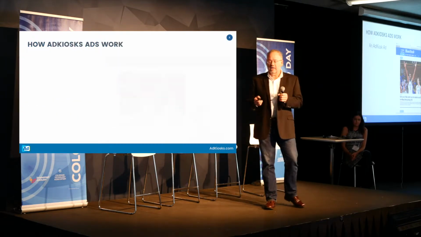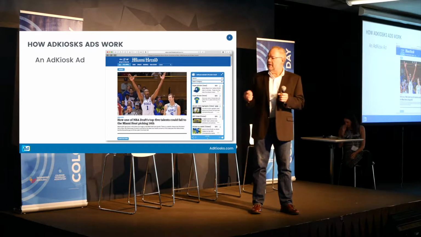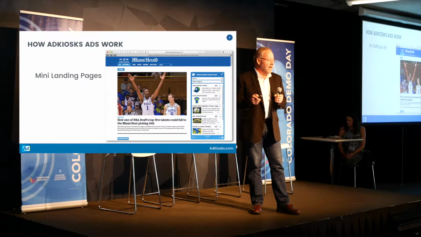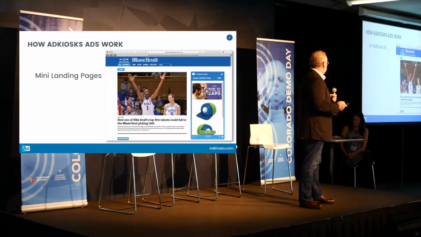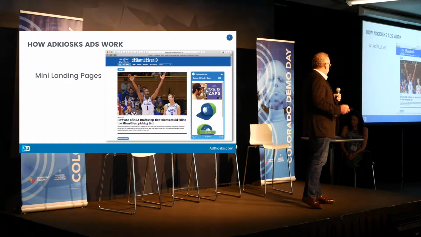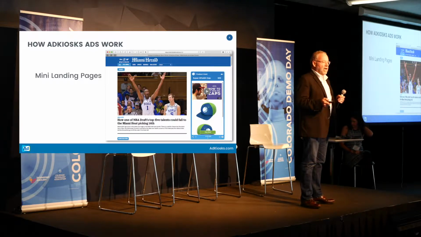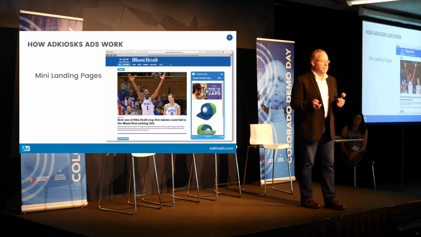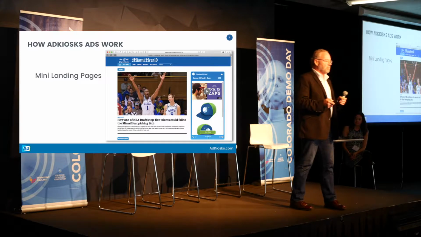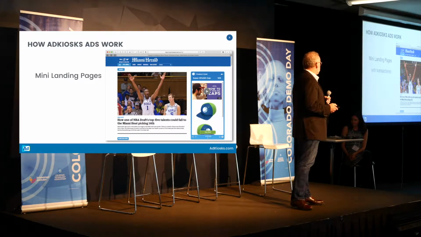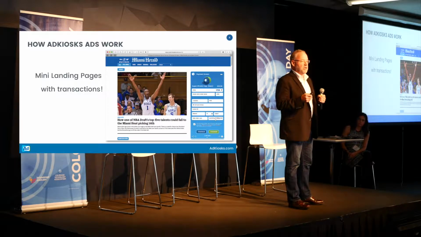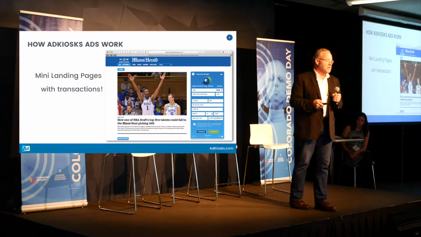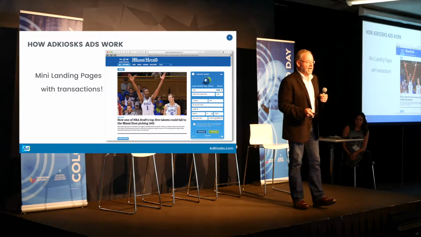How does an ad kiosk work? Well, an ad kiosk is a new type of ad that you place inside of an ad space, and it has all the products and services of your online store in that particular location. When you click on that ad, you get a mini landing page, a landing page inside of that particular ad that has the products and services in that space. And within that same landing space, you can actually purchase the product or service that you're looking for inside of the ad kiosk.